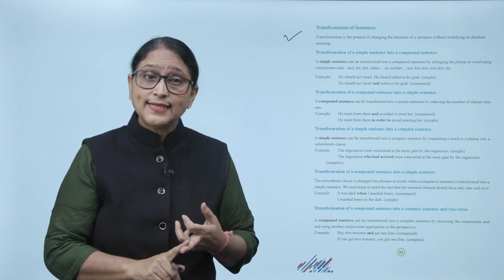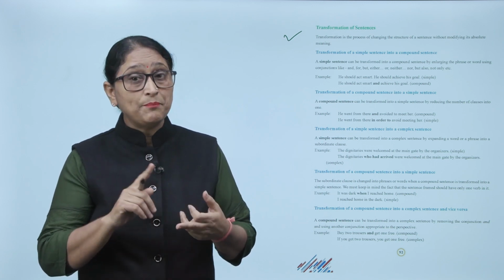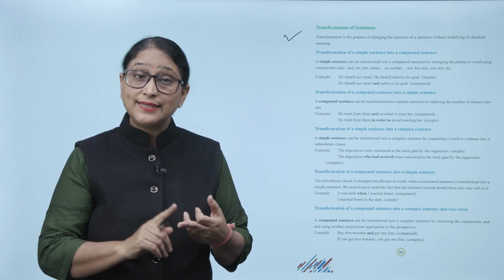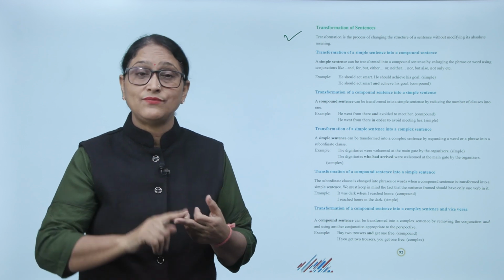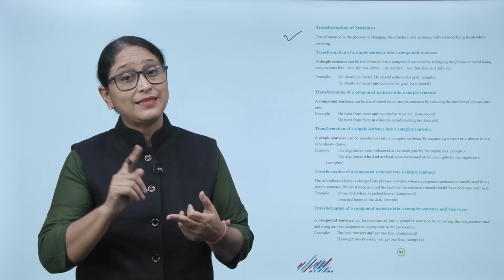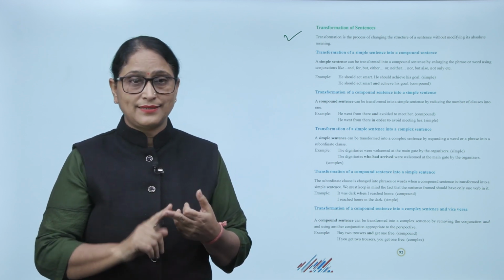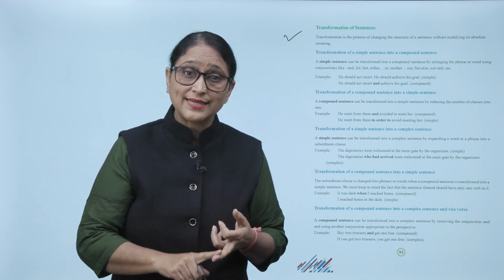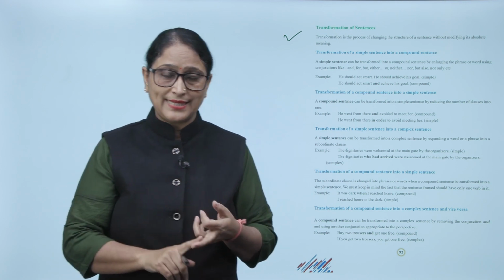Example: the dignitaries were welcomed at the main gate by the organizers. This is simple sentence. The dignitaries who had arrived were welcomed at the main gate by the organizers. This is complex sentence. Now, transformation of a compound sentence into a simple sentence. जो compound sentence है उसको simple में कैसे करेंगे?